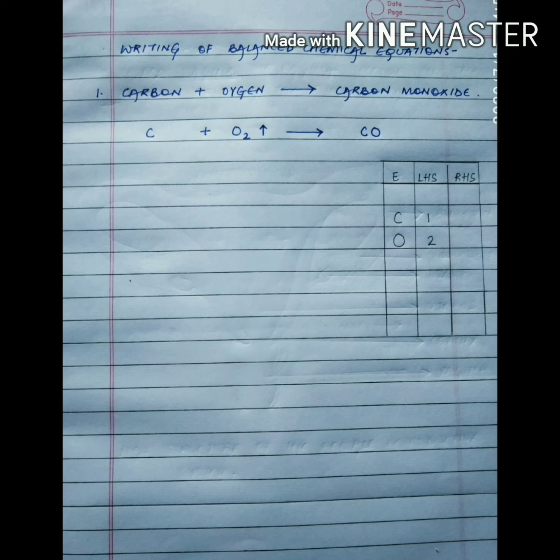Now let's count the number of atoms of carbon in the left hand side. Next to carbon there is no number, that means it is 1. So we write 1 under LHS next to carbon. Now oxygen, there are 2 atoms. Next to O, there is number 2. So under LHS we will write 2. That means 1 atom of carbon and 2 atoms of oxygen.